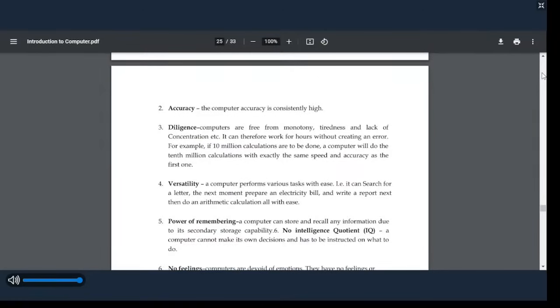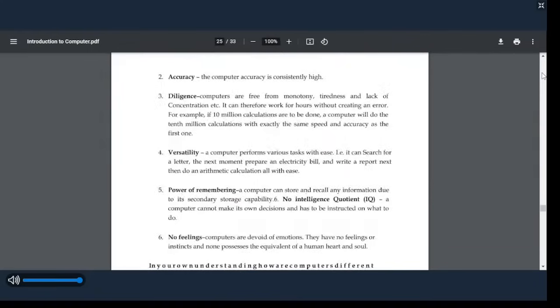Then the power of remembering. A computer can store and recall any information due to its secondary storage capability. Of course, just like a phone, you have a memory card. Here we have a hard disk. The storage device mostly for normal computers is the hard disk, but for your case, you have memory cards and the internal memory that help store that.